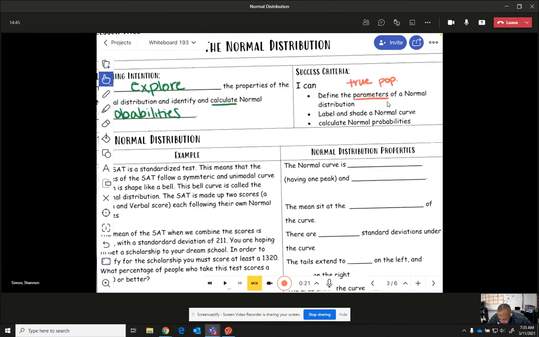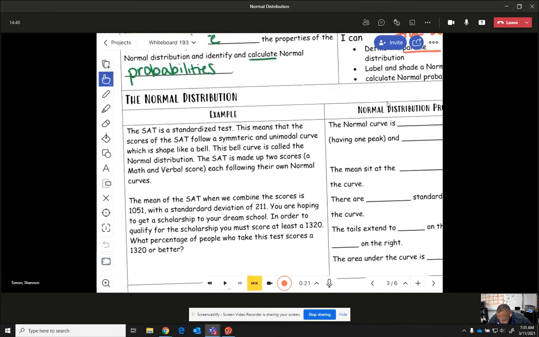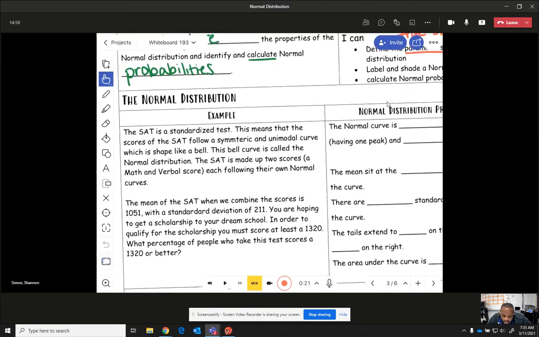Most of you probably have taken the SAT or you will take it at some point. And so here's what it is. The SAT is a standardized test. And when we talk about the word standardized, it tells me the shape of the distribution. Remember, there are three shapes: left skewed, right skewed, and symmetric. A standardized test is symmetric and unimodal.